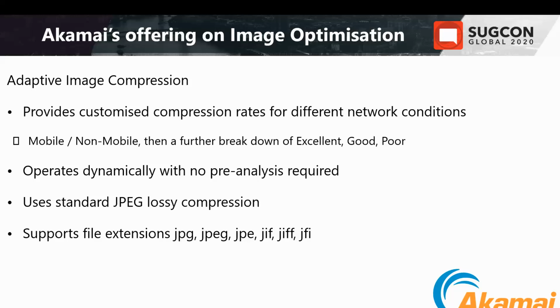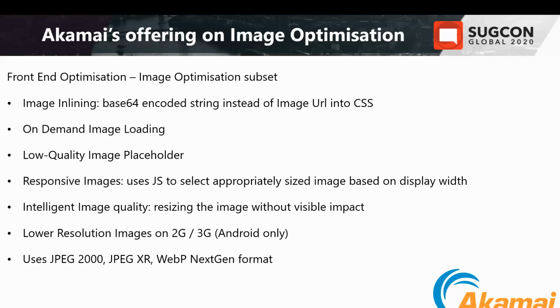So in excellent, I could set the image compression quality to 85 as an example. On a good connection, I'll bring it down to 75. On a poor connection, I'm going to bring it down to 60 or below. So even people on a poor connection can actually see an image at a relatively good speed, except they will lose quality, obviously. It operates dynamically without any pre-analysis required. It just looks at the network speed, and that's it. It uses standard JPEG lossy compression and only supports JPEG type files as well.